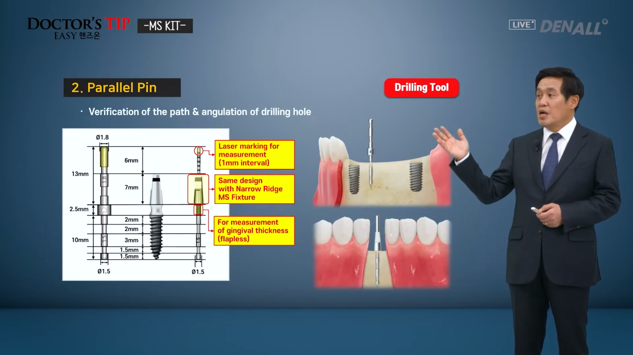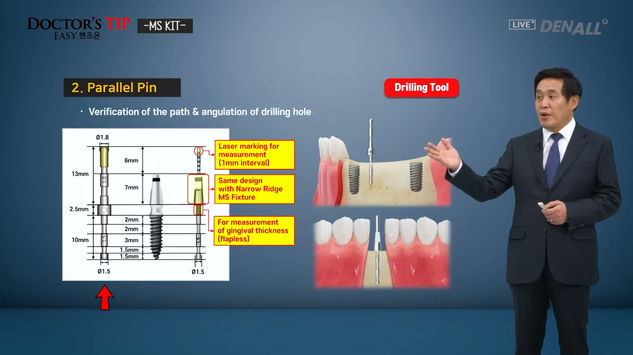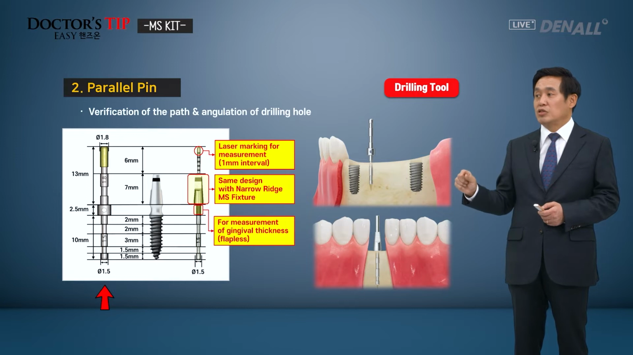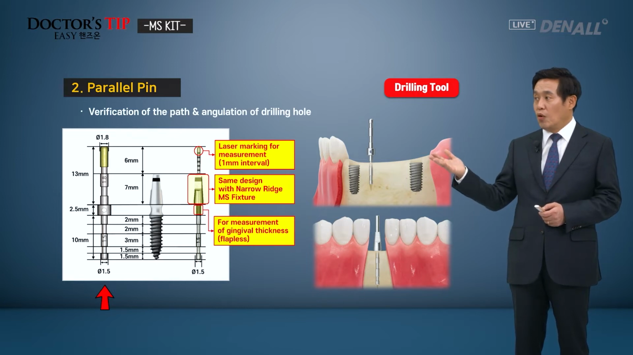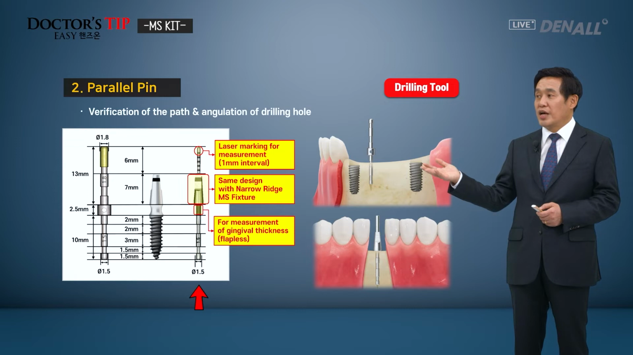As I briefly mentioned, for parallel pin, you have the conventional type, and also, even in that structure, to check the millimeters more easily, you have the thickness difference for comparison. And one thing as a special, the upper part of MS fixture has the same design. So it has the same narrow fixture design, so that in designing the final prosthesis and planning, you can use this as a reference or guide.